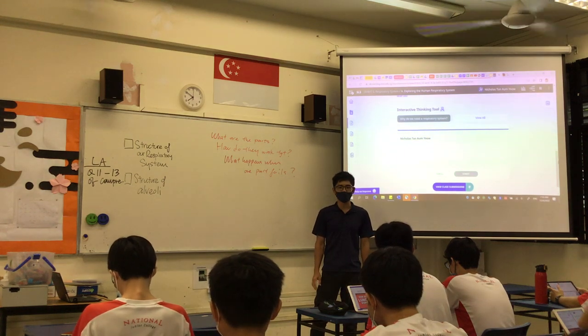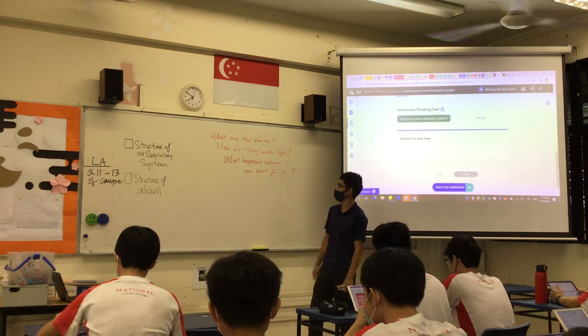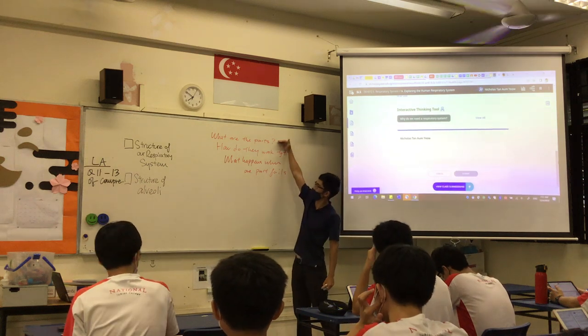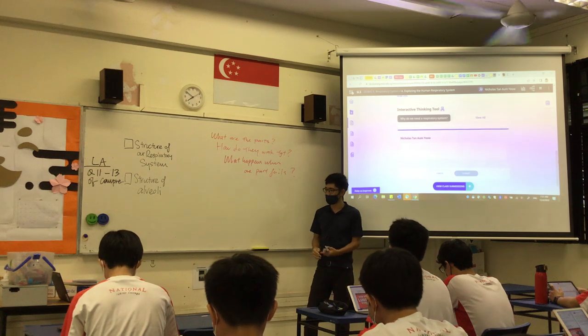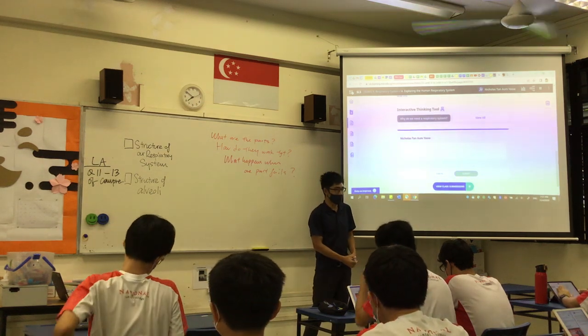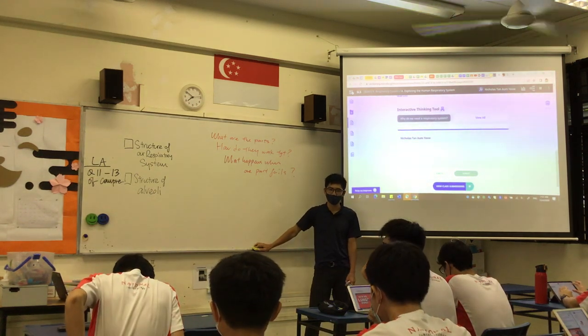For this particular chapter, nothing to cut up, but we are going to look at the parts of our respiratory system. We'll look at how they work together and what happens when one part fails. But before we even begin, let's talk about why we need a respiratory system.